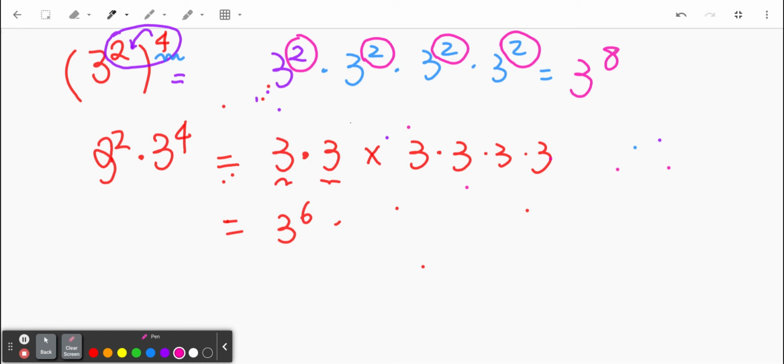So let's compare the question with our answer. What do you notice? Lennon, what do you notice? Okay, Janila, what do you notice? Our question is 3 to the power 2 to the power 4, right? Power over power. Compared to our answer, 3 to the power 8, where do you think the 8 comes from? Very good. You multiply all the exponents. So basically, our 8 comes from multiplying 2 and 4.